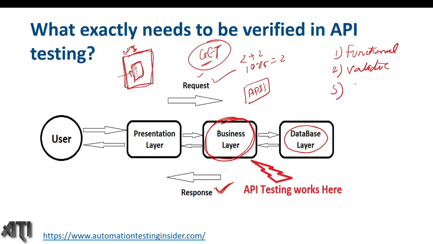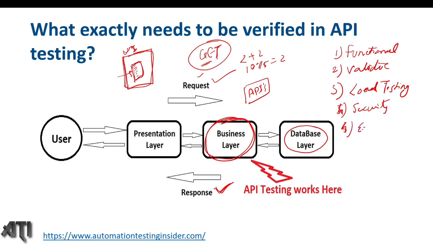The third is load testing. Some non-functional testing like load testing we can perform using API testing. How are we going to do it? You might have heard of a tool named JMeter. Using that we can perform API testing as well, and we can perform load testing as part of API testing. Another non-functional testing we can do is security testing.